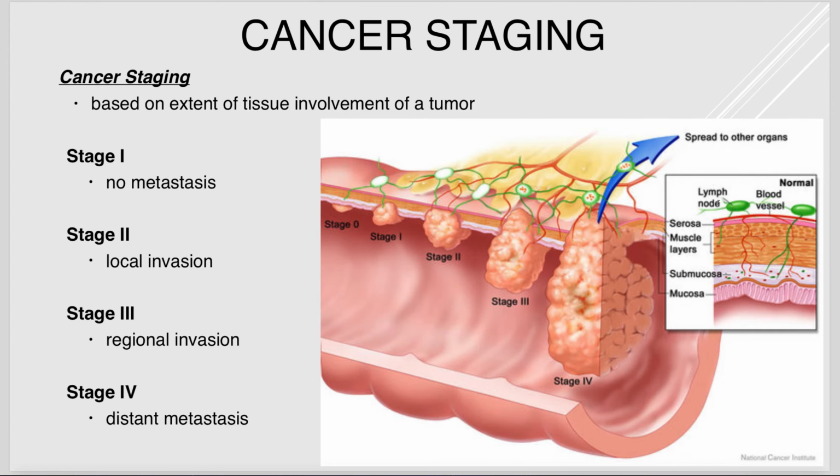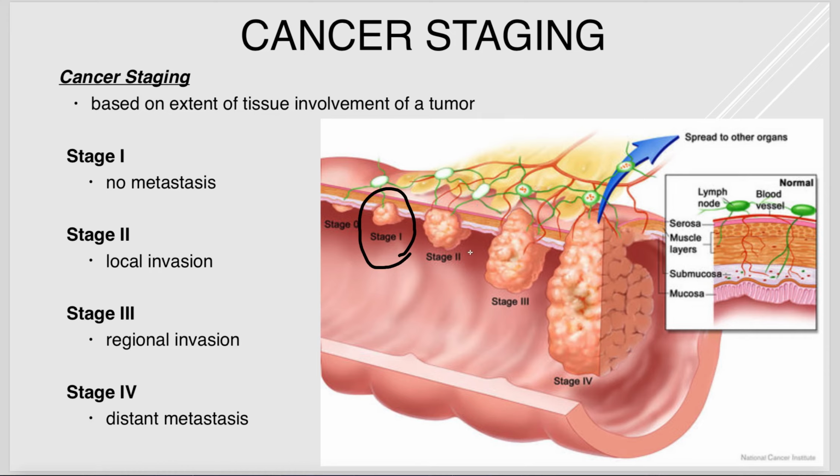So the staging of cancer is based on the extent of the tissues involved for a particular tumor. In stage 1, there's no metastasis. It's very localized. So this is stage 1 here. You can see that this tumor, this is colon cancer, has invaded a couple of the layers of the bowel wall. It has one lymphatic that's kind of draining this tumor, but still pretty localized. And if it's caught at this point, the chance of survival is pretty good.